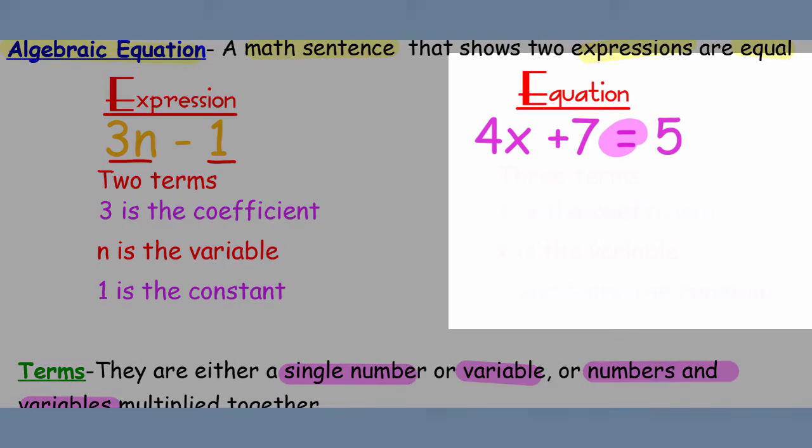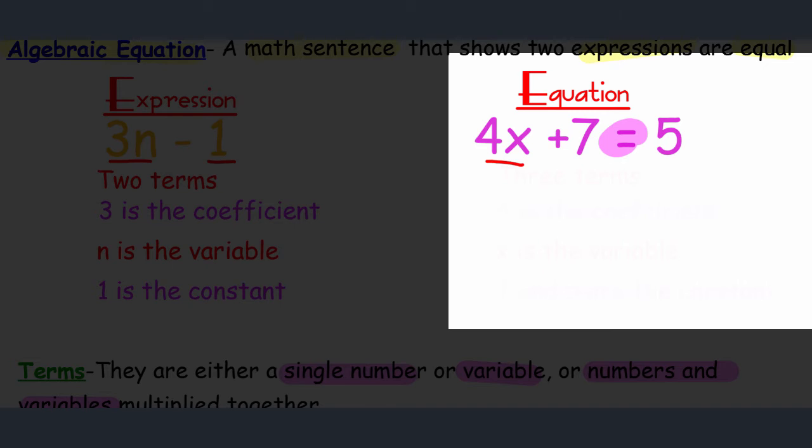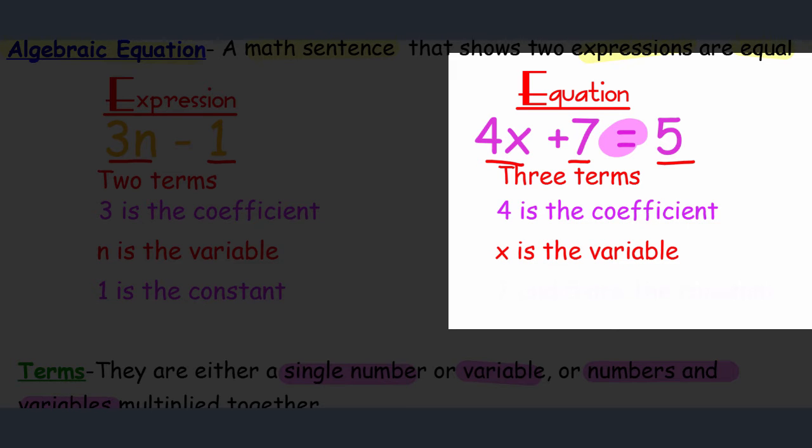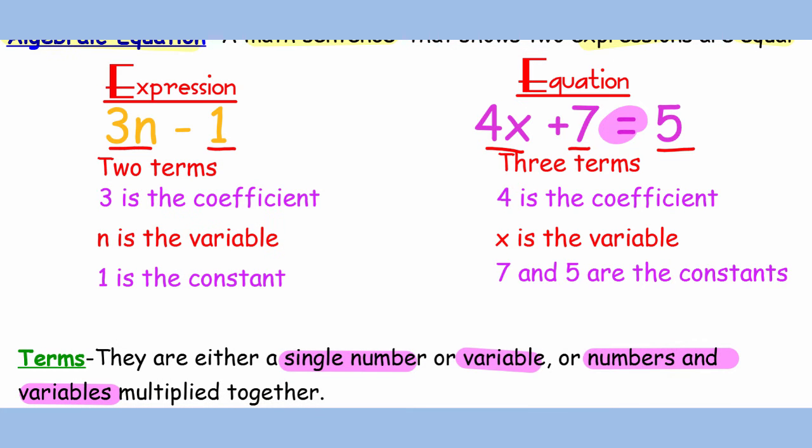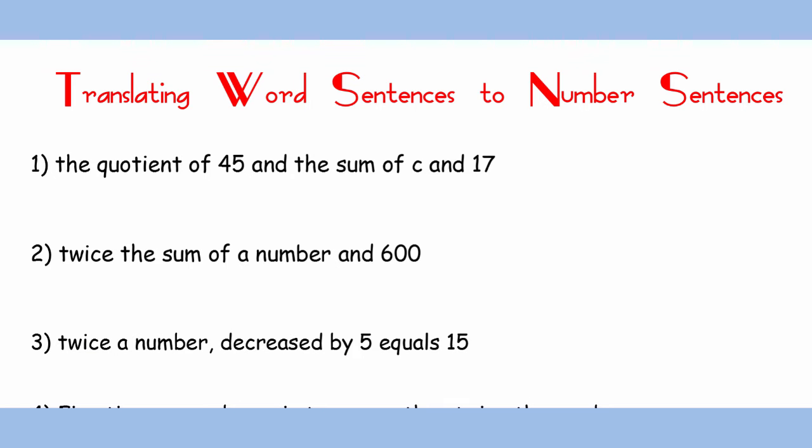The example on the right, the equation, has three terms separated by the addition sign and the equal sign. And the 4 in this case will be called the coefficient. The x is called the variable. And both 7 and 5 are the constants. Now let's try to translate these word sentences into number sentences.